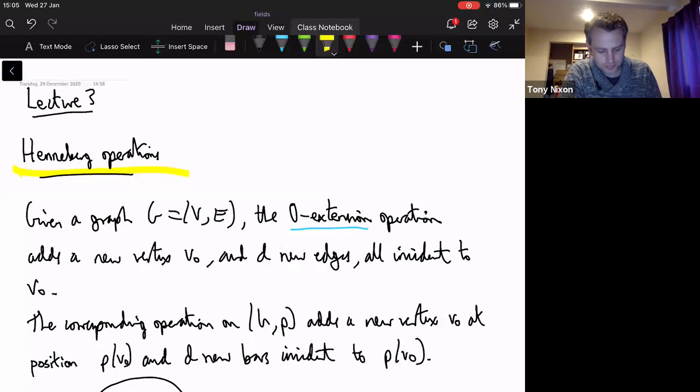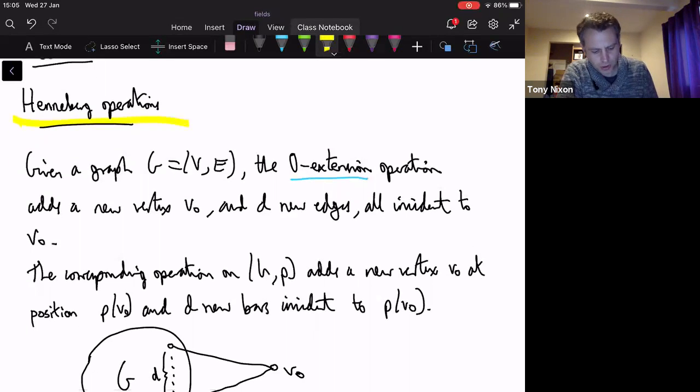in Toronto. Okay, so Henneberg, by the way, was an engineer who published some papers in like 1908 sort of time. So he introduced these operations. I'm using a different sort of naming convention for them, which is 0 extension and soon 1 extension. So first of all, the 0 extension operation. So given a graph, as usual, G equals (V, E), the 0 extension operation is quite straightforward.